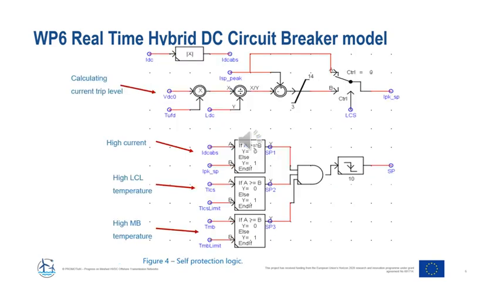This slide shows the implemented self-protection logic in this circuit breaker. Self-protection logic is necessary in order to prevent thermal destruction of the DC circuit breaker. This could possibly happen if there is a high current for the DC circuit breaker, but there is no trip signal coming from the protection system, which might happen for various reasons. On the left side, you can see the various variables which are considered, including the estimation of the current trip level, the temperature of the load commutation switch, and the temperature of the main breaker.